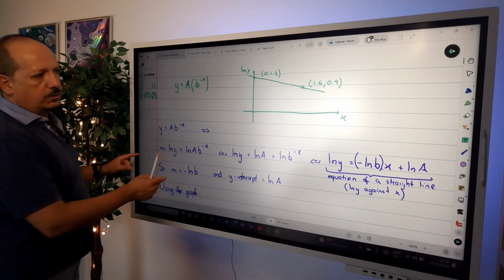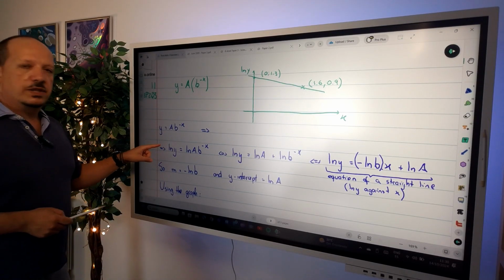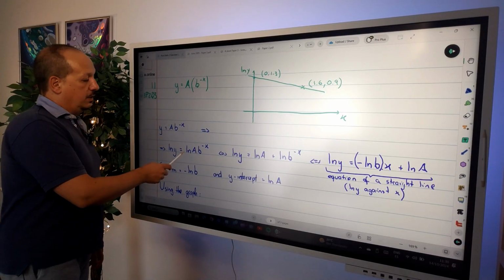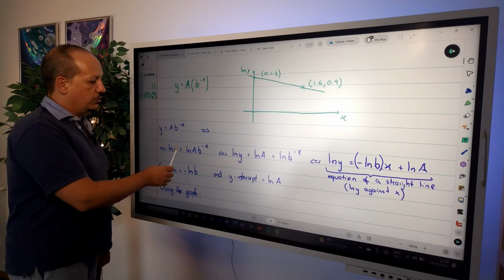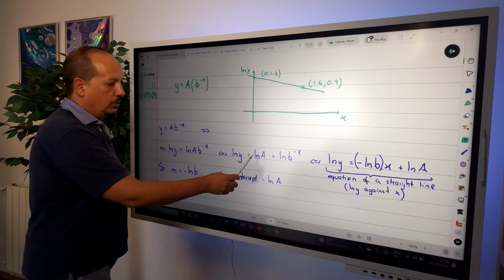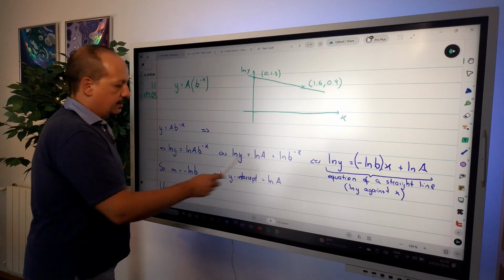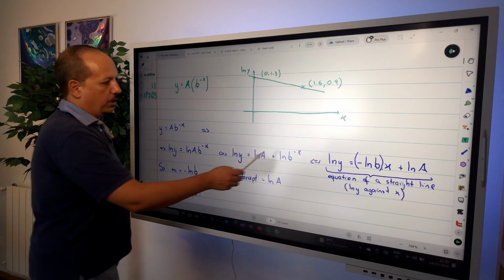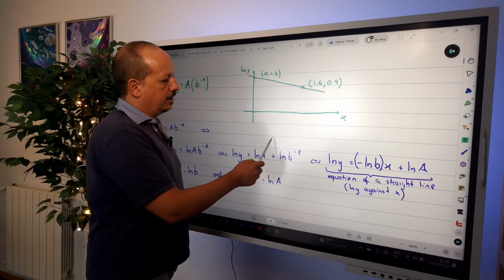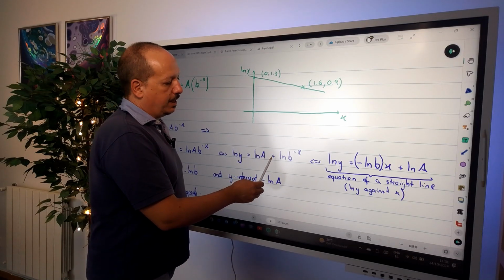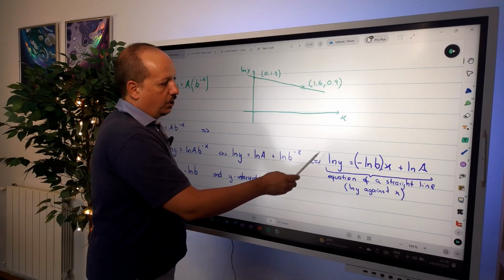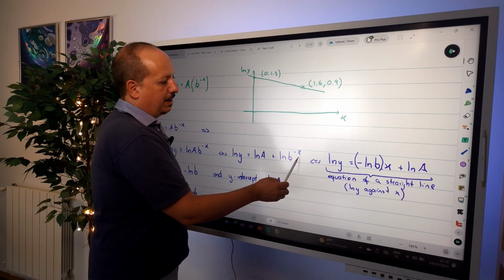So this is what I did over here. Natural logarithm of y equals natural logarithm of all this stuff. If you have a logarithm of a product, this is going to be the sum of the logarithms. So the natural logarithm of y is going to be equal to the natural logarithm of a plus the natural logarithm of b to the power minus x. And then you know that if you have a power under a logarithm, you can bring it out and put it as a product of that power with whatever is left there. So what happened here? I brought the minus x over here.